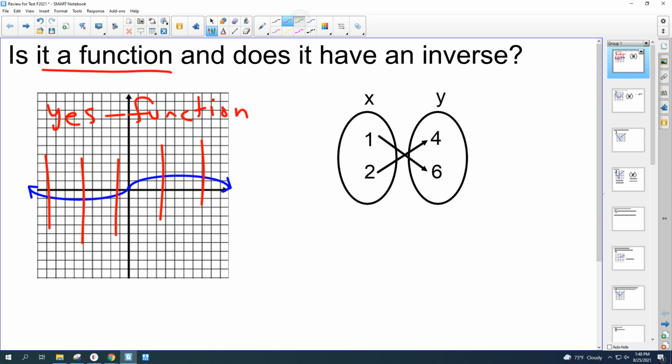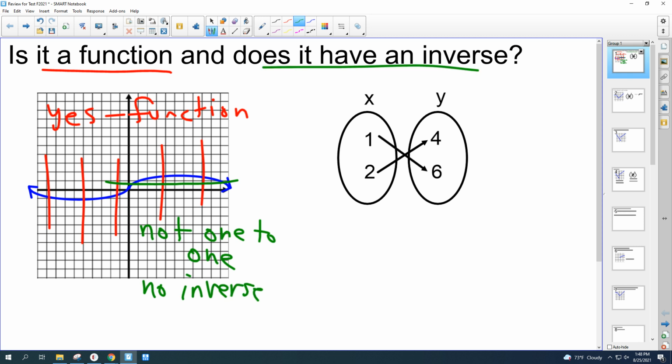Does it have an inverse is a question that you would answer with the horizontal line test. If you hit a horizontal line test and it goes through more than once, that's not one-to-one. This is not one-to-one. And so what that means is there's no inverse. So is it a function? Yes. Does it have an inverse? No. Next one, is it a function?